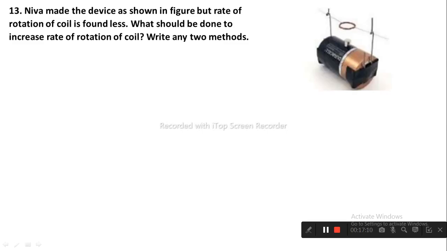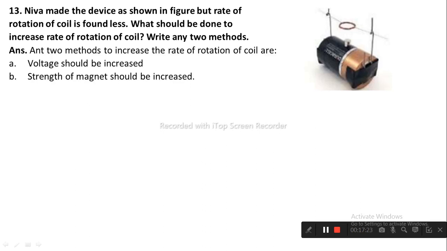Next one, Niba made the device as shown in the figure, but the rate of rotation of the coil is found to be less. What should be done to increase the rate of rotation of the coil? Write two methods. So any two methods to increase the rate of rotation of the coil are: the voltage should be increased and the strength of the magnets should also be increased.